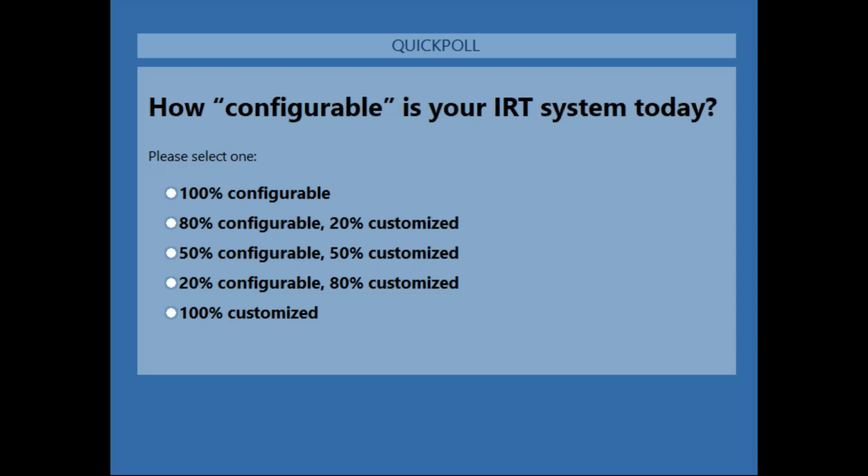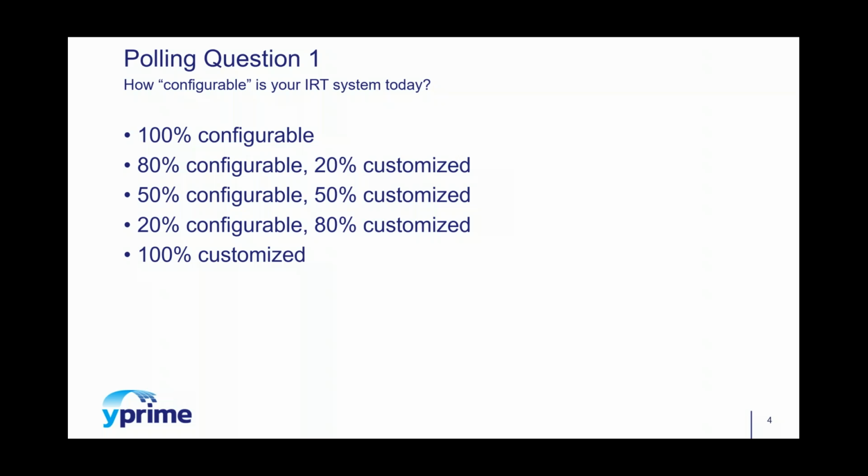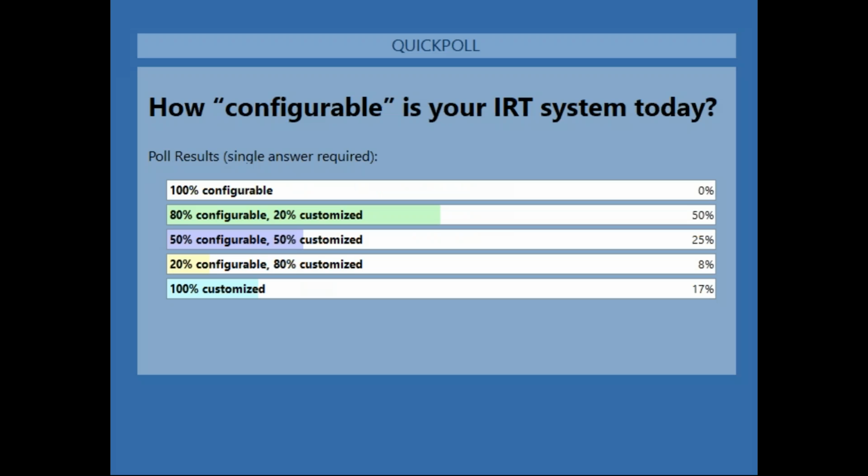It looks like most of our audience has voted on that poll. I'd now like to share those results. 50% of our audience voting that their IRT system is 80% configurable and 20% customized. 25% of the audience voting 50% configurable and 50% customized, 17% of our audience voting 100% customized, and 8% voting 20% configurable and 80% customized. Very interesting results.